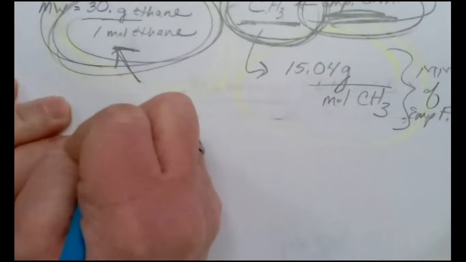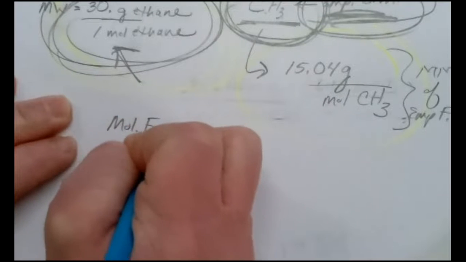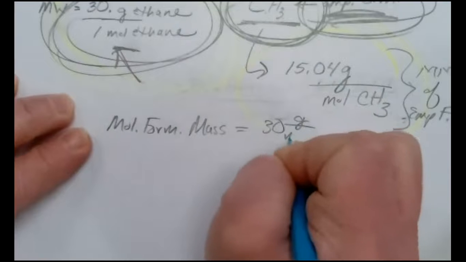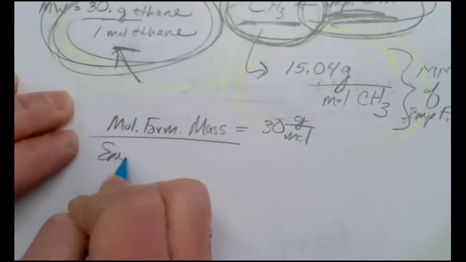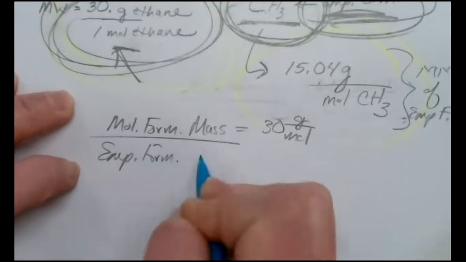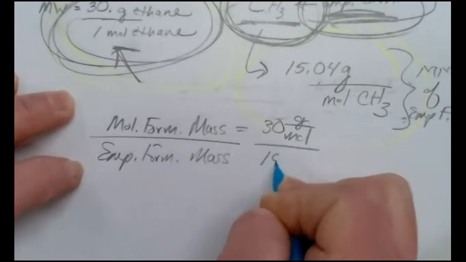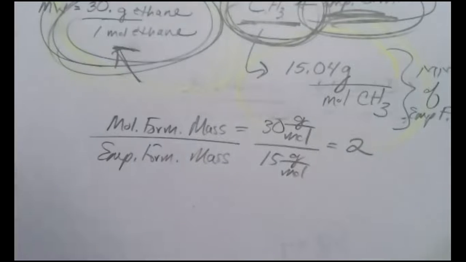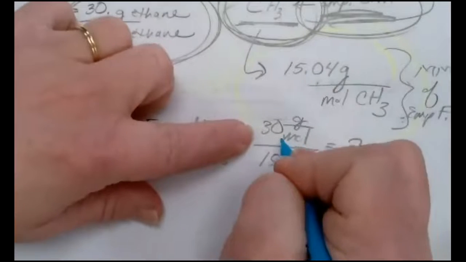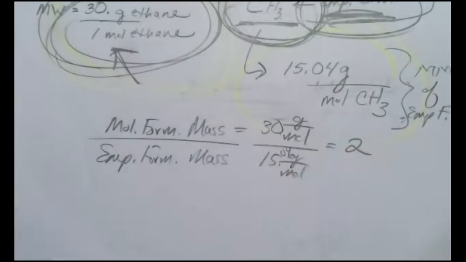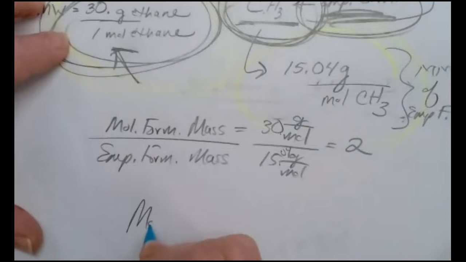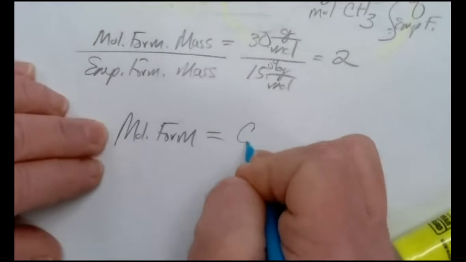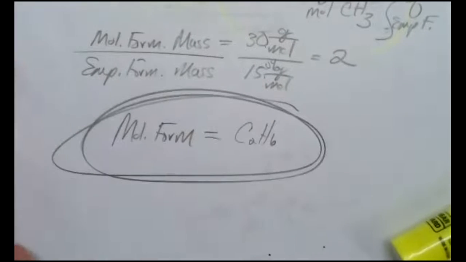So if we take the molecular formula mass, 30 gram per mole, divided by the empirical formula mass, we get the multiple. Now, we're rounding, and 30 divided by 15.04 is 2. And so the molecular formula, Maddie, is C2H6. C2H6. Oh, phew.